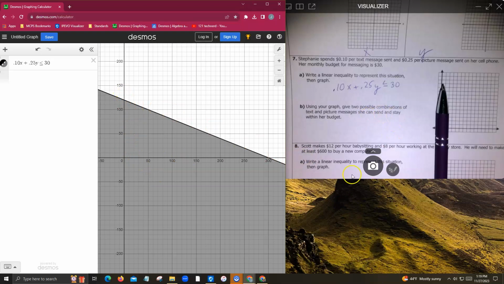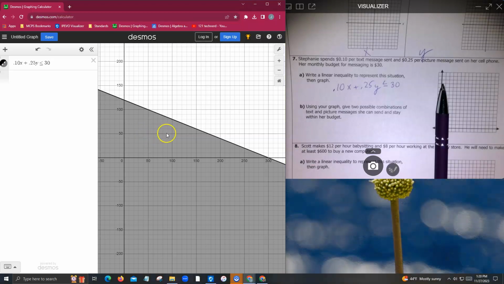All right, so what are 2 possible combinations of text and picture messages that she can send and stay within her budget? So these are pretty easy. You can read any points you want within this gray area. So there's a gazillion different answers. You could say, hey, I did 50 messages and 50 pictures. I did 100 text messages and 50 pictures. I did 150 text messages and 50 pictures.